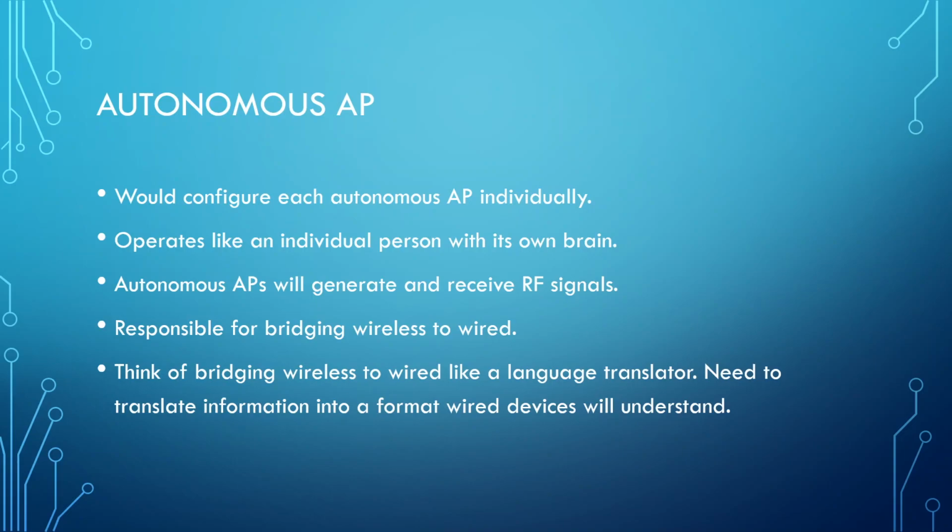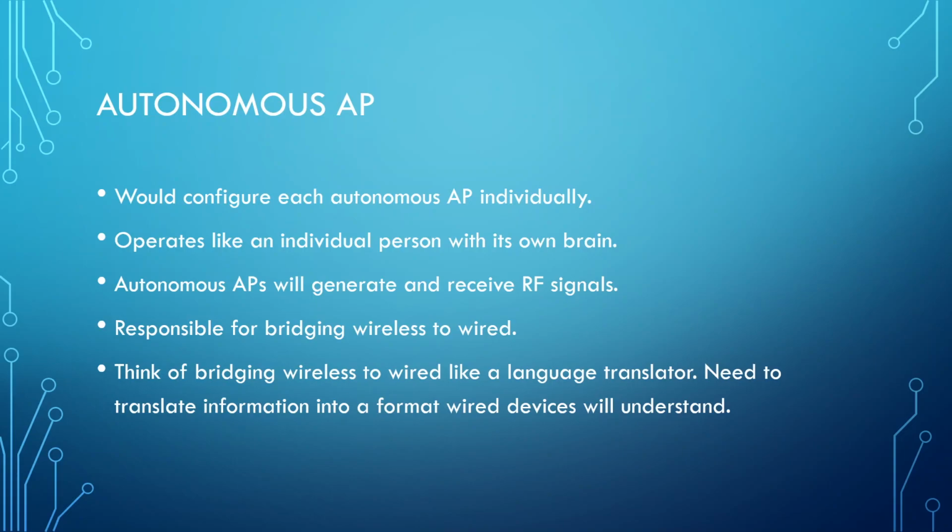So, because an autonomous AP has to bridge wireless to wired, think of all access points, or in this case, this autonomous access point, as operating as a language translator. Essentially, what does a language translator do? Let's say that we have two people, one speaking English, one speaking Spanish. The translator will transform English to Spanish, and Spanish to English, and vice versa. Essentially, that's what access points need to do.